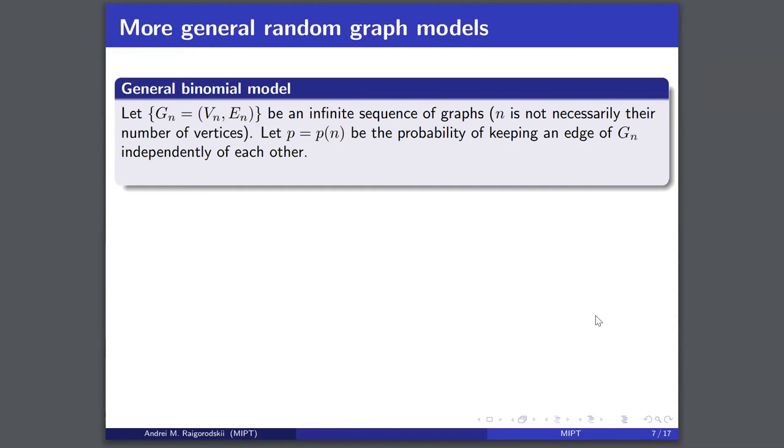Now, as usual, let's consider some function p of n, which is again an edge probability. For every edge, the same probability, but it is applied only to the edges of these graphs G sub n, to the edges from the sets E sub n. So we don't consider other edges of a complete graph on this number of vertices, cardinality of E sub n. We consider only the edges from the set E sub n. And we keep an edge from this set independently from each other with the same probability p of n.